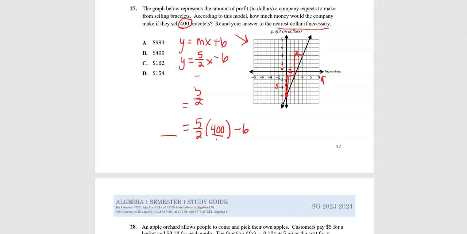Okay. If I multiply this here, I've got 5 times 4, which is 20. So that's 2,000 divided by 2 minus 6. That's going to end up being 1,000 minus 6. So I'm going to put my answer over here to the right. 1,000 take away 6 is going to be 994. That is going to be my answer for the price made. That's how much money. A.